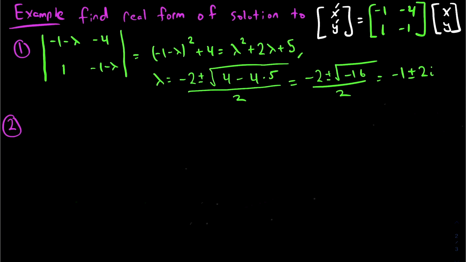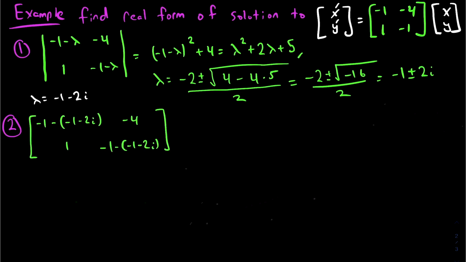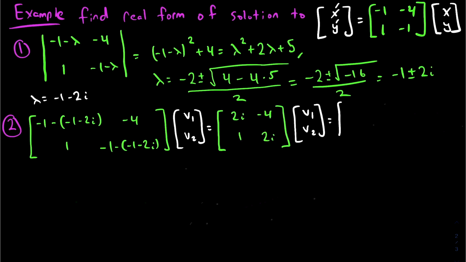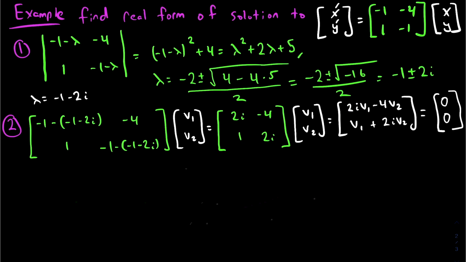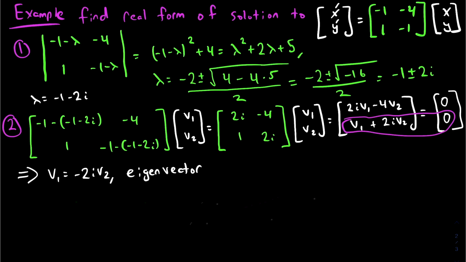Now we move to step 2, where we realize we can save some effort by only finding one eigenvector. I'll choose to find the one corresponding to -1 minus 2i, but either one will work. So we take the matrix, subtract off the eigenvalue, and find the vector (v1, v2) that gets sent to 0. We can choose either equation. I'll choose the bottom one. This implies that v1 is equal to -2i v2, so we see that our eigenvectors are of the form v2 times (-2i, 1).